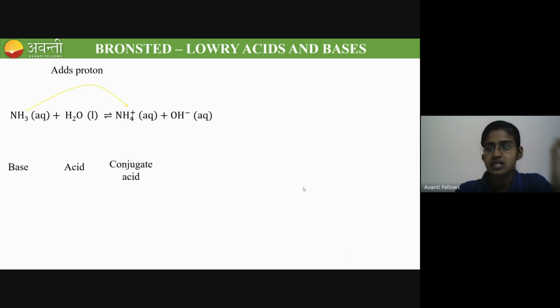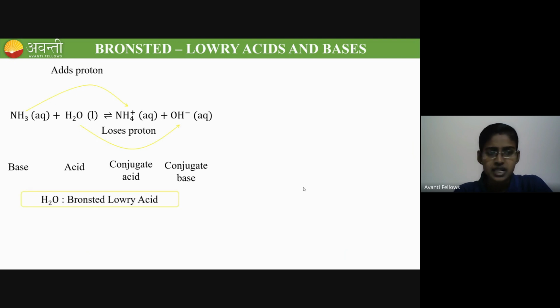Okay, and here is the conjugate acid of NH3. Now OH minus: H2O is losing the proton, right? So it loses that proton, and that's why it has formed OH minus. This OH minus is the conjugate base. OH minus is the conjugate base of H2O. And here H2O is called the Bronsted-Lowry acid and NH3 is called the Bronsted-Lowry base.